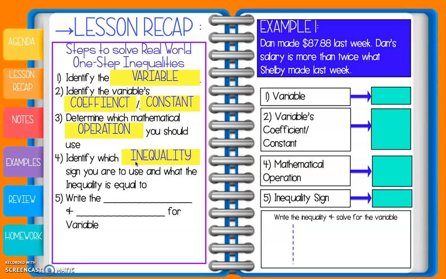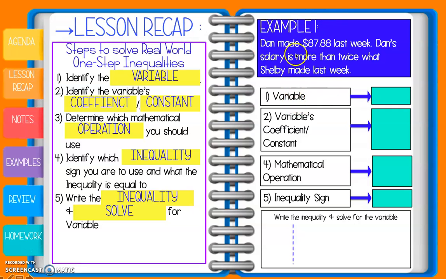Okay, so we're used to using just the equal sign, but now we have 4 different symbols we could use. And we have to pick out what goes on the other side. Okay, what is it equal to? Then we're going to write the inequality and we're going to solve for the variable. Okay, so let's take a look at example 1 here.